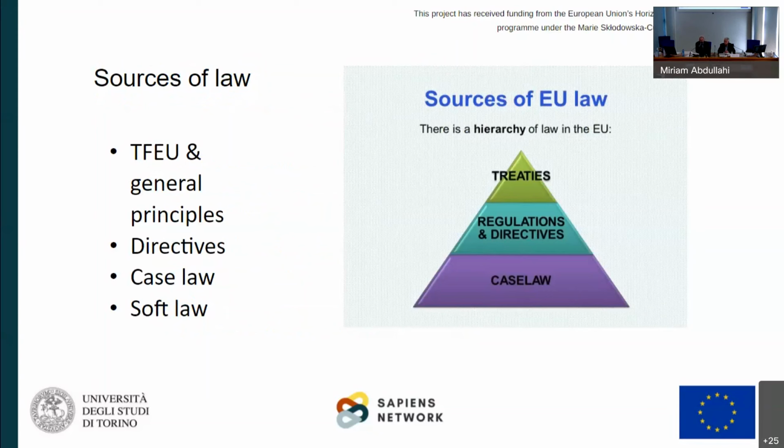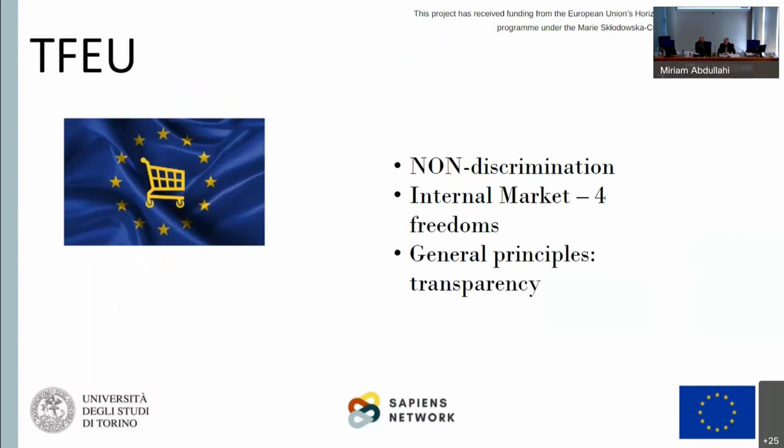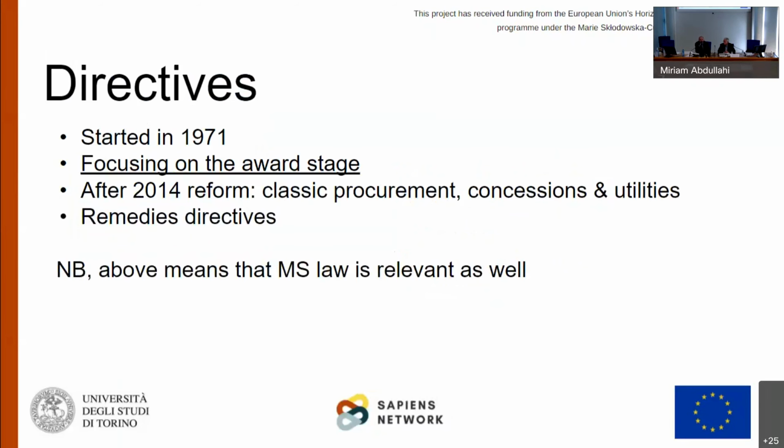And the sources of law is a lot of important stuff, starting from the TFEU and the general principles. Well, the idea is that we need to have an internal market in the EU because we have 4 freedoms, including the free movement of goods and services. And there is, as Martin has already said, a general principle, a rule actually of non-discrimination, and then you have general principles such as transparency. But that was never enough.